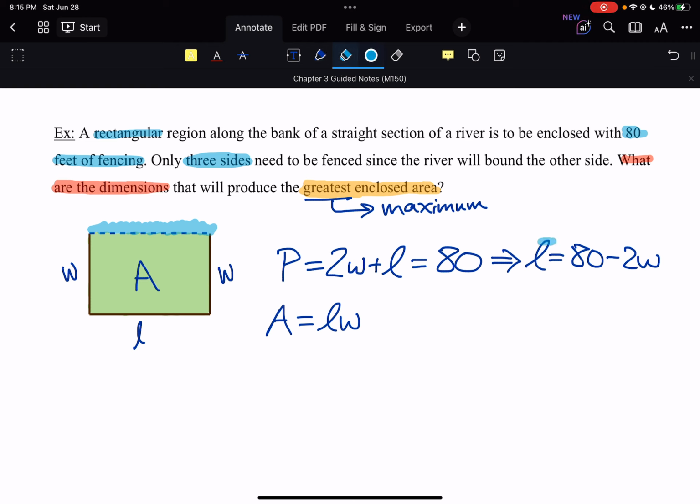Right. I'm going to replace L in this formula with this. So this is going to give us a function A of w equals 80 minus 2w times w.